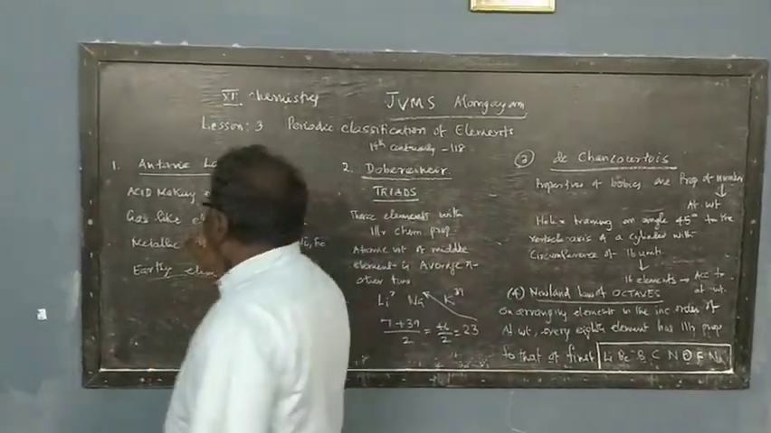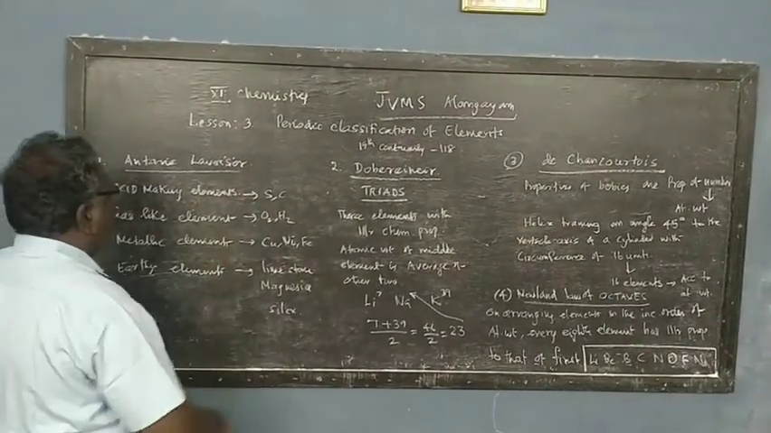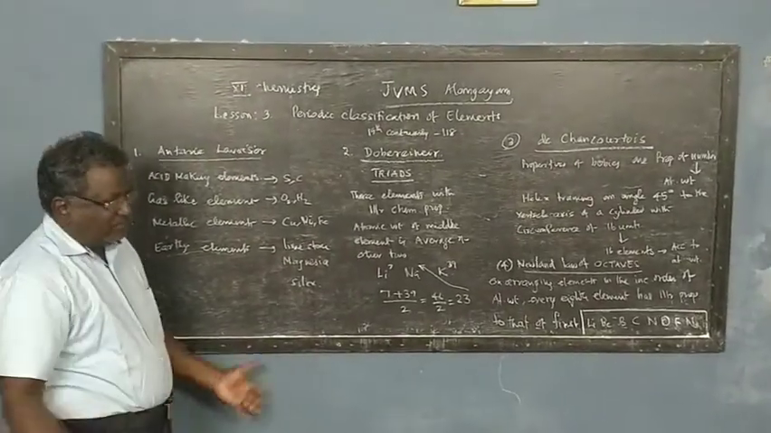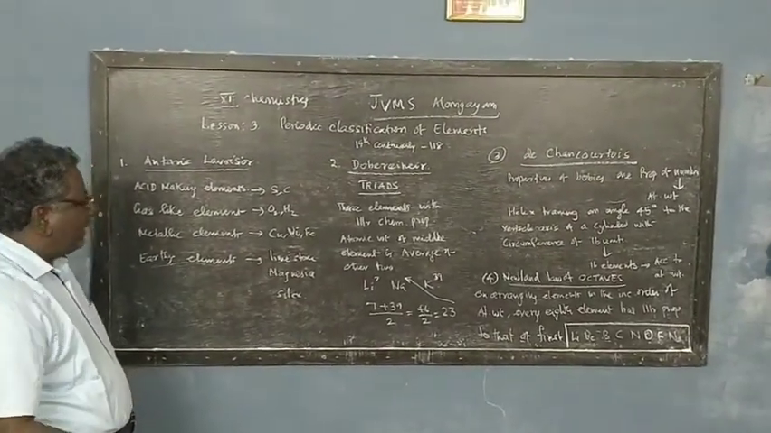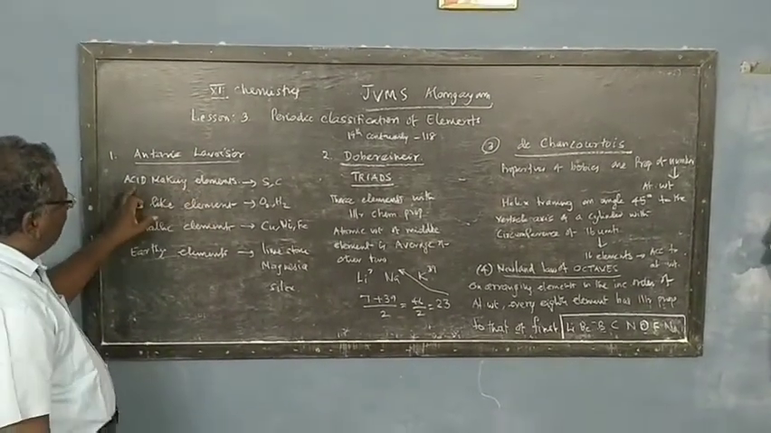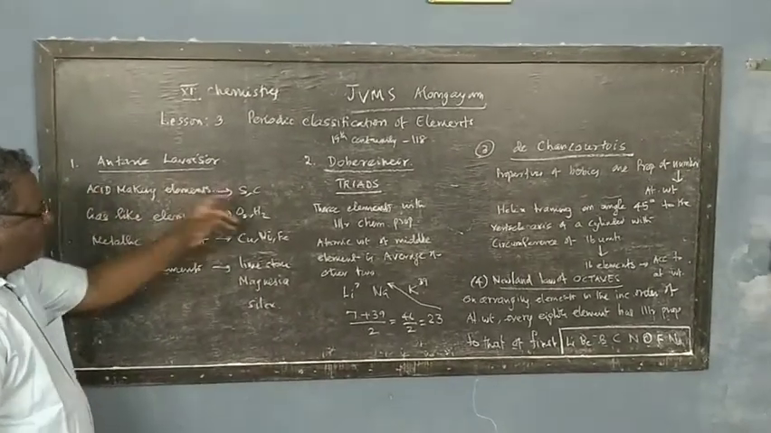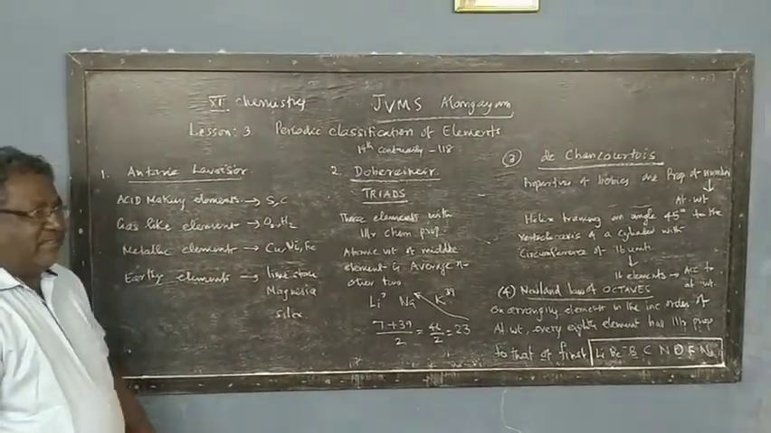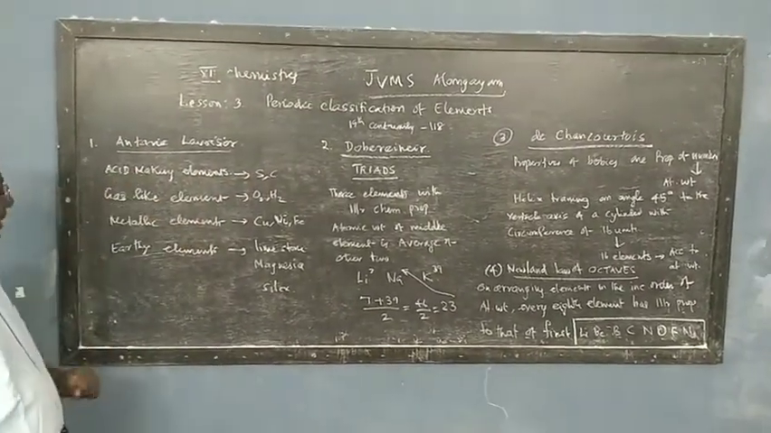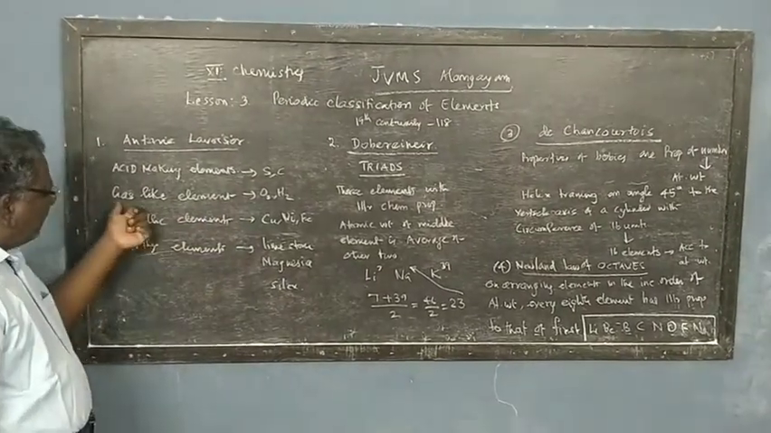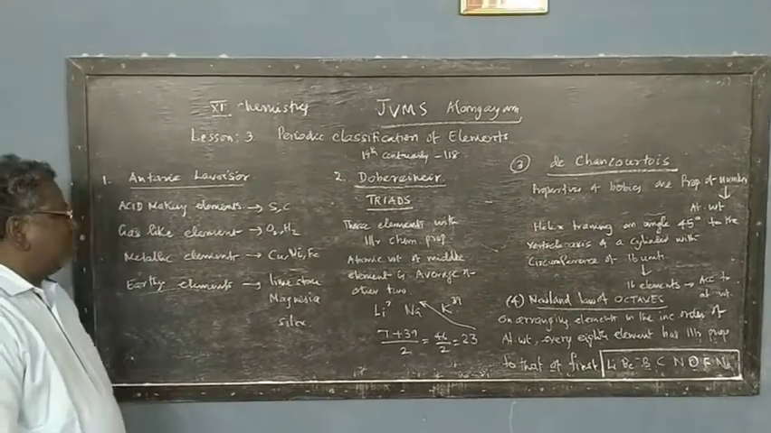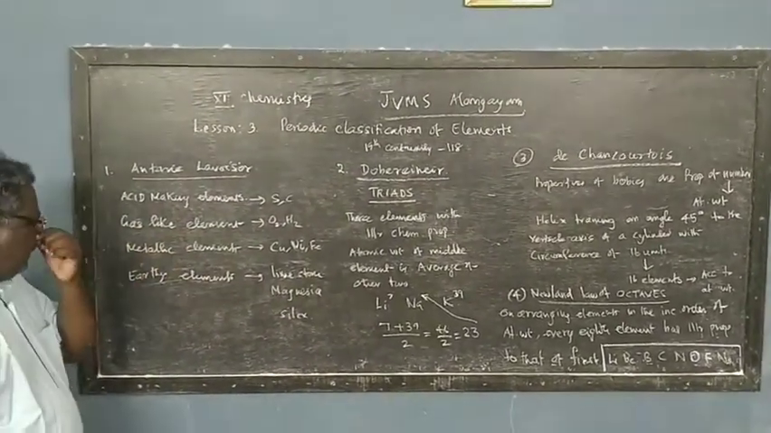The first person who made the classification is Lavoisier. So Lavoisier classified the elements basing on their properties. Particularly, there are certain elements which are acid-making elements. So sulfur is making sulfuric acid, carbon is making carbonic acid, nitrogen is making nitric acid. Like that, few elements based on their acid-making capacity. Some of the elements are in gaseous state, like oxygen, nitrogen. He has classified these as gas-like elements.